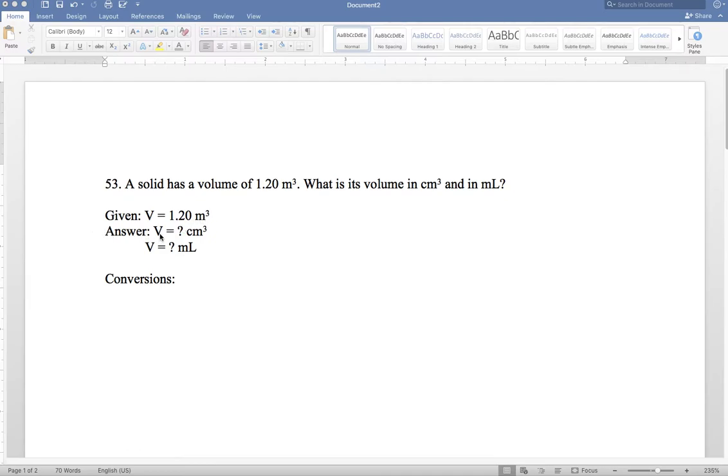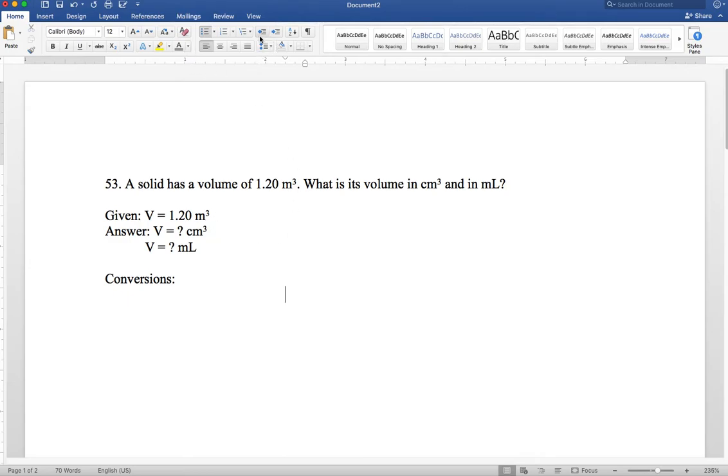And the answer it wants is still going to be the volume, but it wants it in cubic centimeters and in milliliters. In this case, you're not given any conversions, and you need to go between cubic meters and cubic centimeters. The most important thing to realize here is this conversion is not the same as going between meters and centimeters.